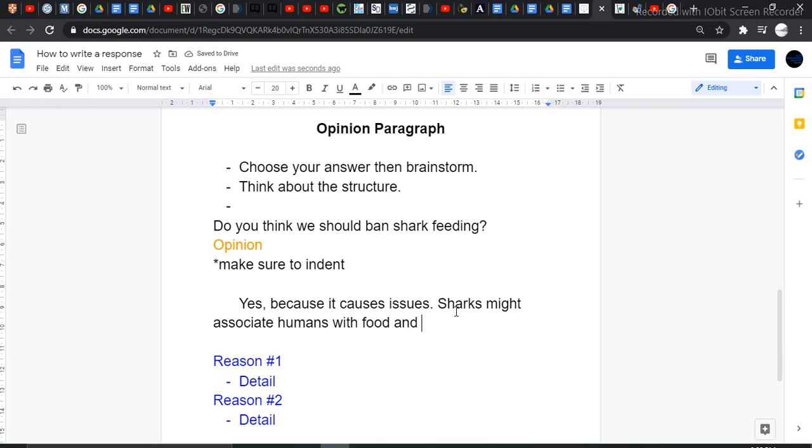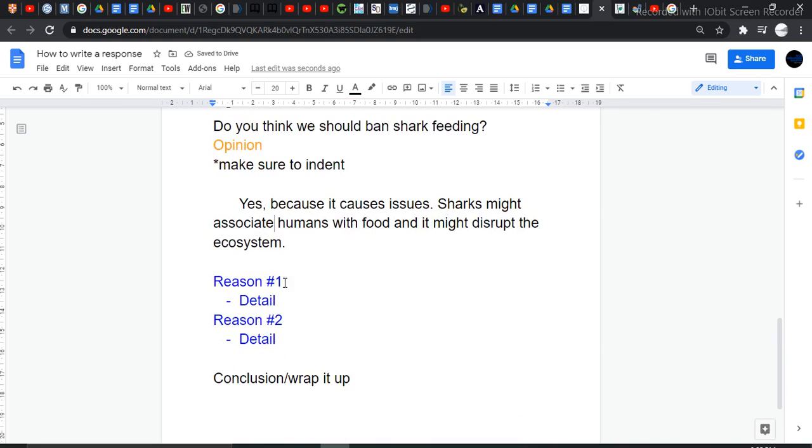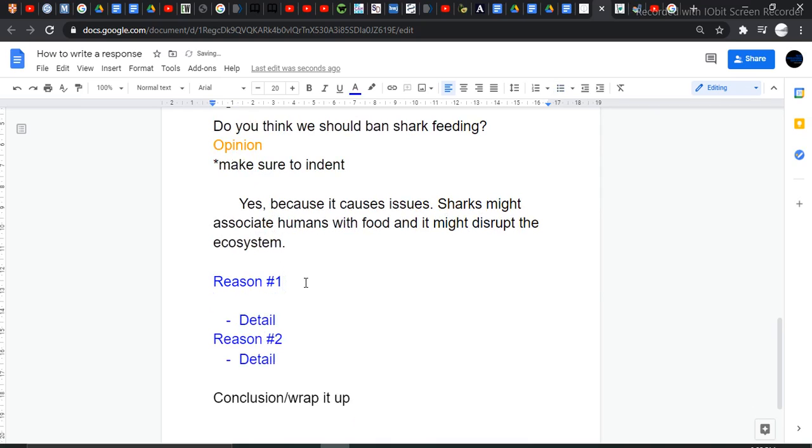So this is a really rough draft. I love to do rough outlines. Sharks might associate humans with food, and it might disrupt the ecosystem. Okay, and then so that would be my opinion. That's a really rough outline, not perfect. And then I would go into my reason, and I would say something like this.